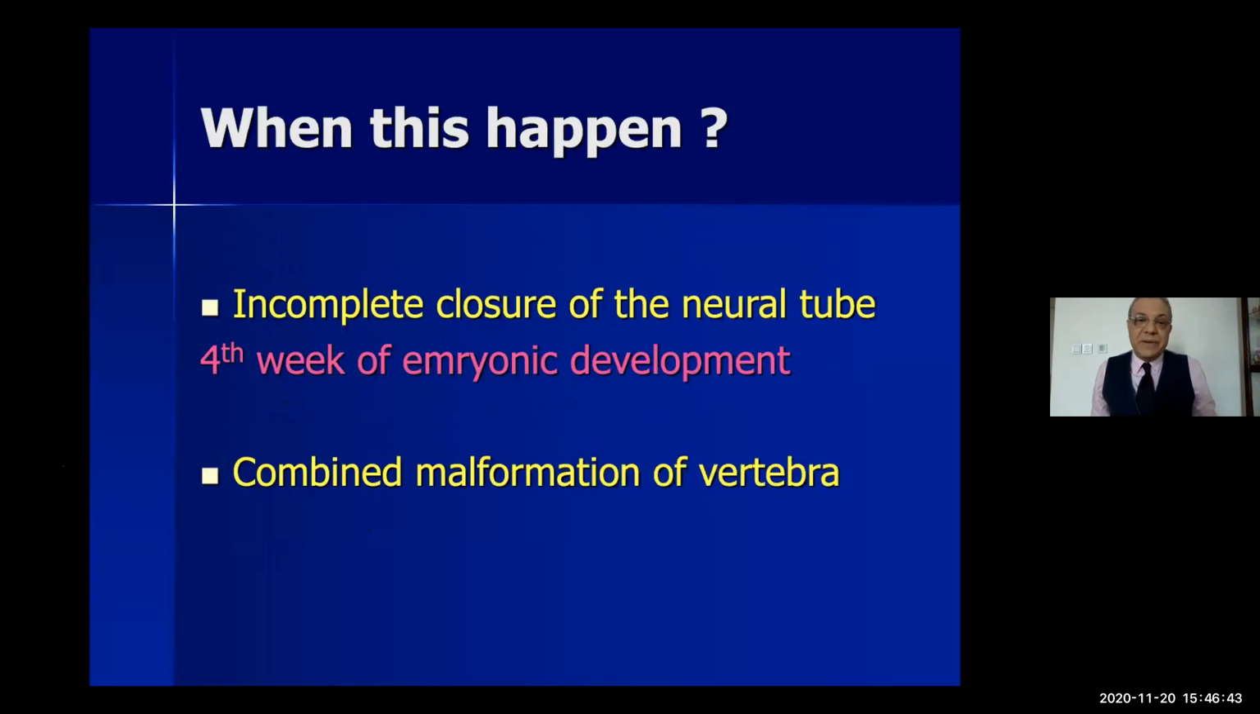So when does this happen exactly? Incomplete closure of the neural tube happens at the start of the 4th week of embryonic development until the end of the 7th week. So this process all happens very early in the pregnancy. And usually we don't see one malformation; in fact, we see combined malformations. Like you see meningomyelocele, and you can see spina bifida at the same time. You see tethered cord, you see skin manifestation. So usually it comes as a combined malformation rather than a solitary or single one.